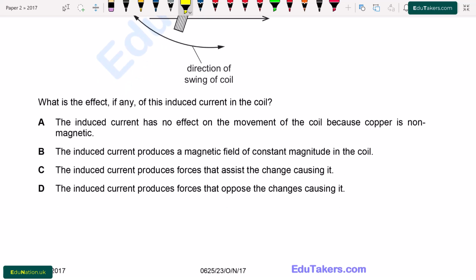Option A. The induced current has no effect on the movement of the coil. This is incorrect. B. The induced current produces a magnetic field of constant magnitude in the coil. So the magnitude of the magnetic field is not constant. So option B is also incorrect. C. The induced current produces force that assists the change causing it. This is also incorrect. Option D. The induced current produces the force that opposes the change causing it. So D option is correct according to Lenz's law.